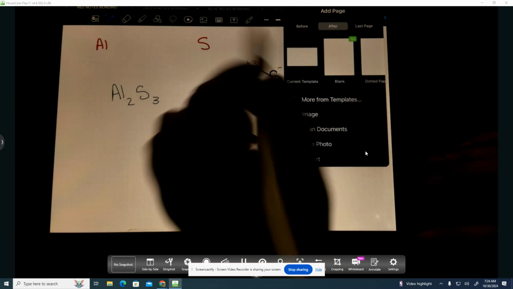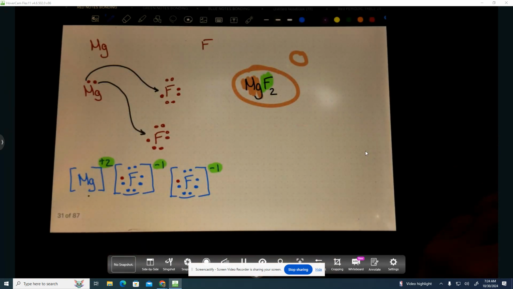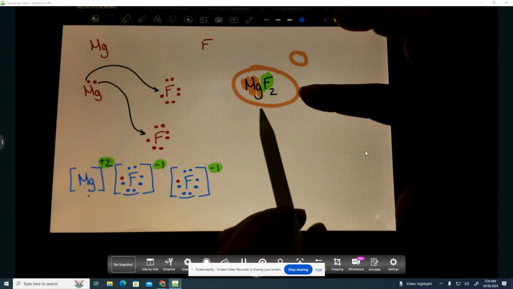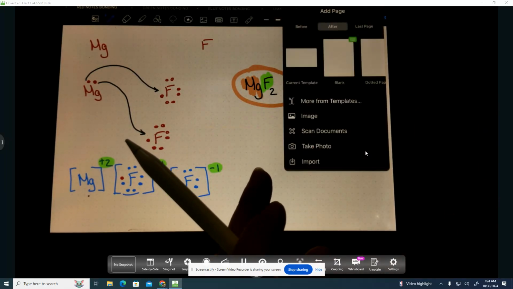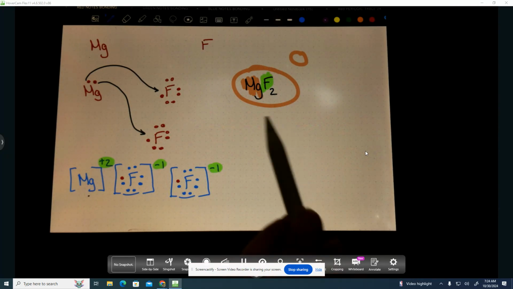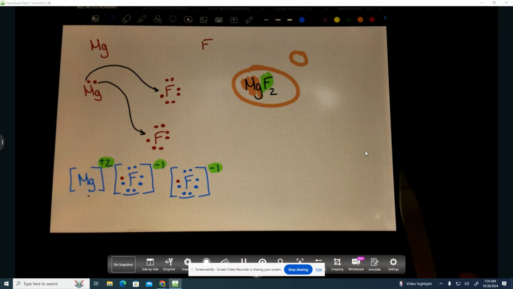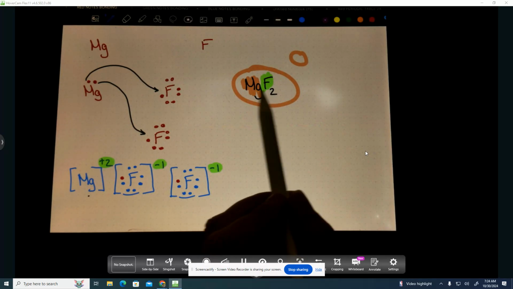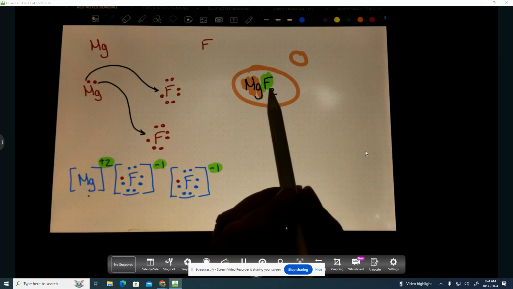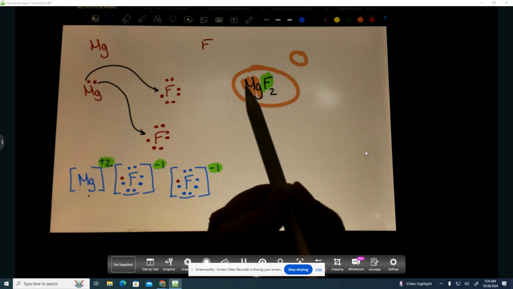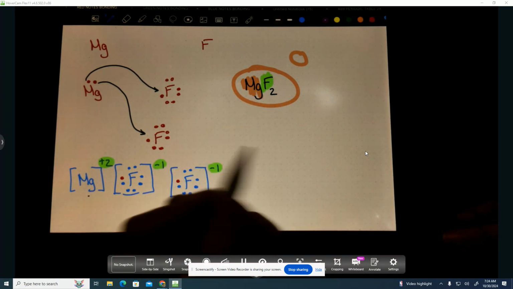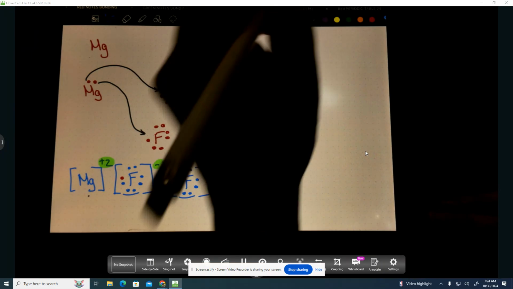Okay. Let's go back to the same 3 examples, and we're going to name them now. So we wrote the formulas. This is simple formula writing. Now we're going to name them. When we name these binary ionic compounds, binary because there's 2 elements, we're going to start with the cation, whatever the cation's name is, and we're going to leave it alone. So in this case, it's going to be magnesium.